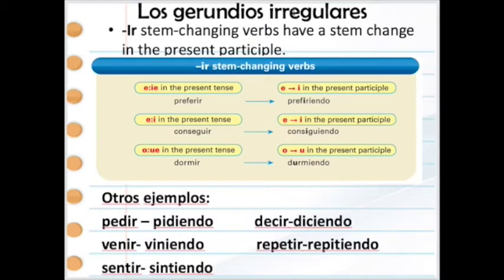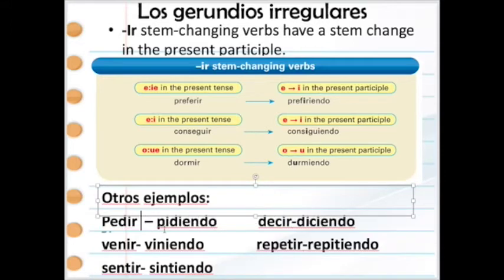Okay, so here are some irregular gerunds. These are going to have to be ones that you just remember. You can always refer back to this video if you need to remember which ones have an irregular change. Anytime we have an E to IE, and I'm always going to give you these with that in quotation or parentheses so you know if it has a stem change or not. So E to IE, like preferir becomes prefiriendo, right? E to I, like here in conseguir, consiguiendo, or O to UE is going to become a U, right? So dormir, to sleep, becomes durmiendo. So basically what I mean is that I will give you this change here.